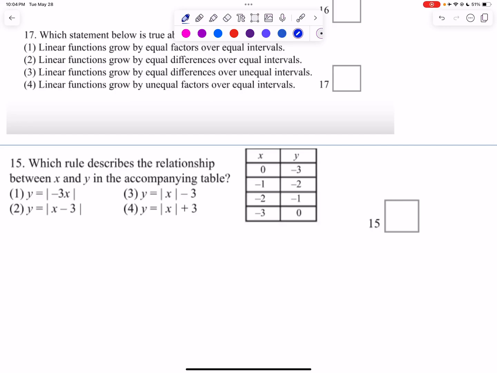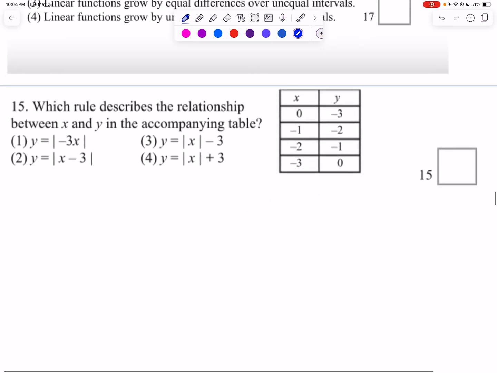Number 15, which rule describes the relationship between x and y in the accompanying table? If we look at all of our answer choices, all of our equations have an absolute value. So you remember, to get the absolute value, we hit math on our calculator, scroll to the right to num, and then it should be your first one, 1 abs, and it would look like that.